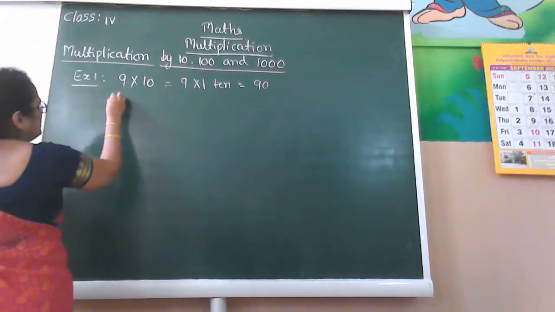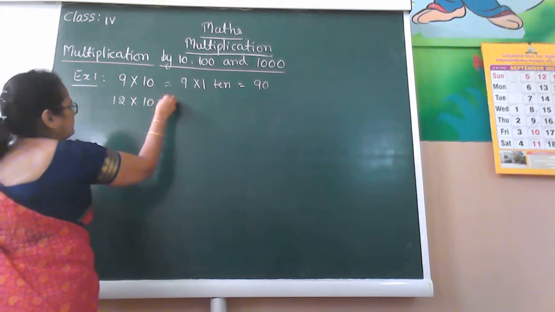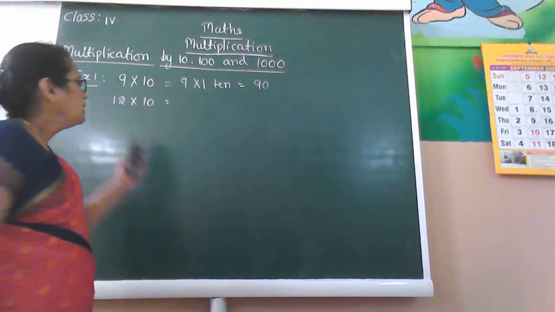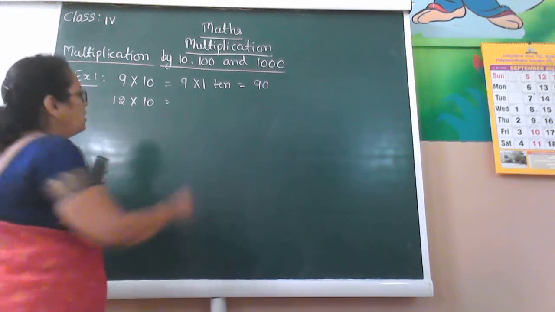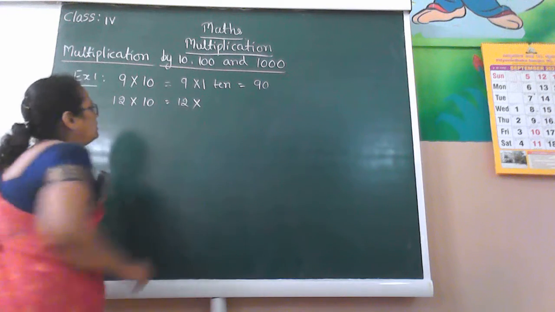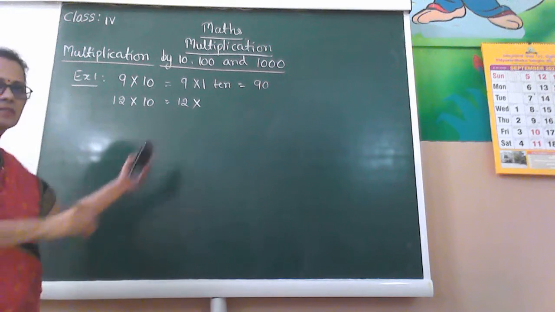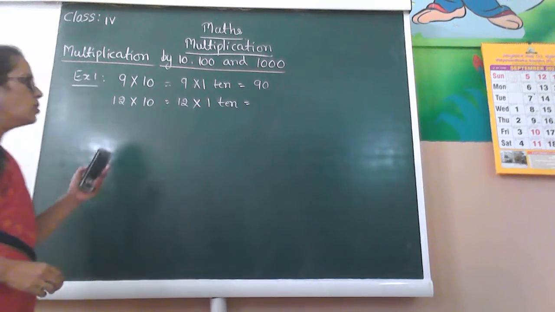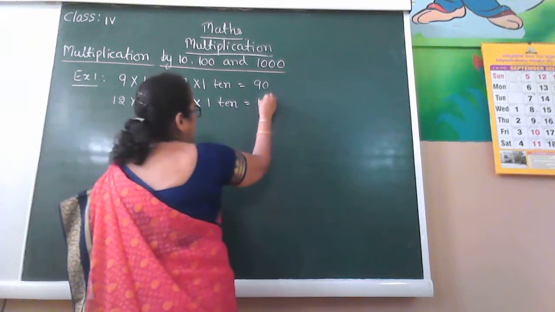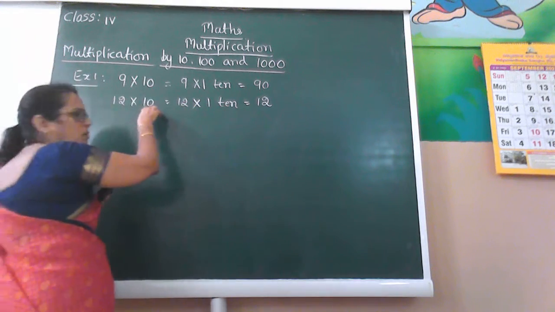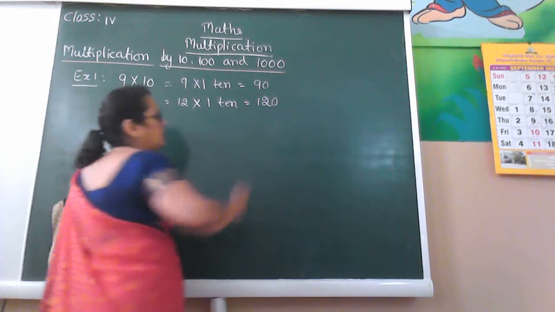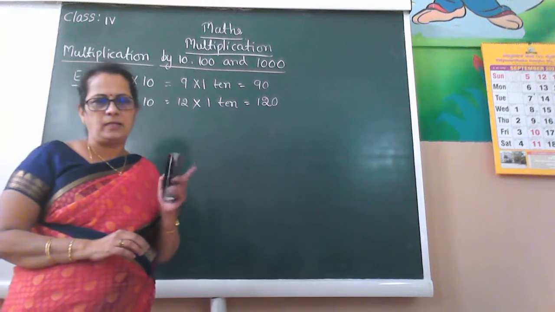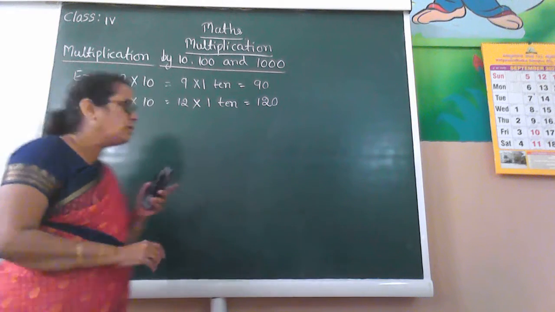Another example we do, 12 into 10. So I have taken a single digit before and now take a 2-digit number. 12 into 10. Now write the given 12, then the 1 which is in tens place. So 12 ones are 12. Then how many zeros here? Only 1 zero. So give 0 just after 12. Okay, that is 120.